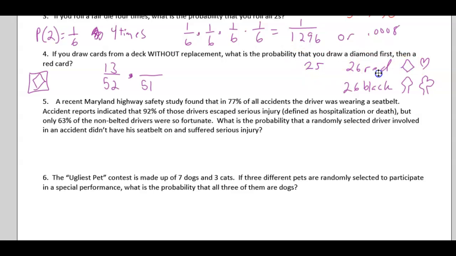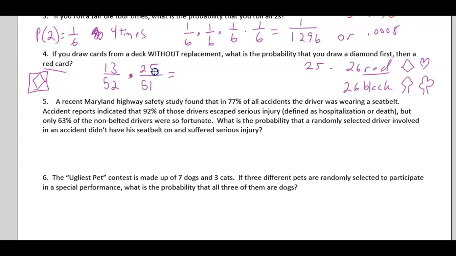I pulled out a diamond, and it's also a red card, so now it's only 25 cards. Now I'm going to pick from 25, because the next card just needs to be a red card. So 25 out of 51. So 13 out of 52 represents the number of diamonds in the deck of cards. And when I pull out my diamond, it's no longer in this deck, so it's not 52 cards, now it's 51 cards.